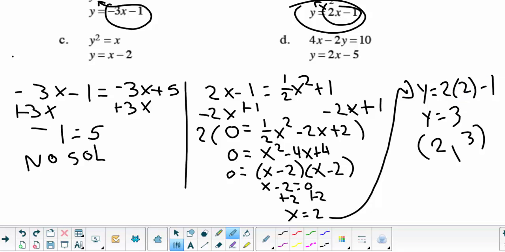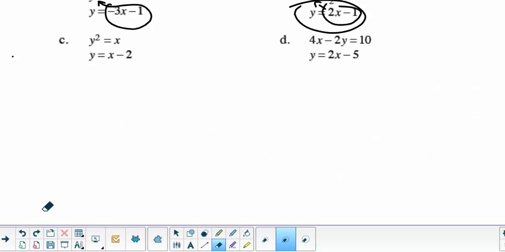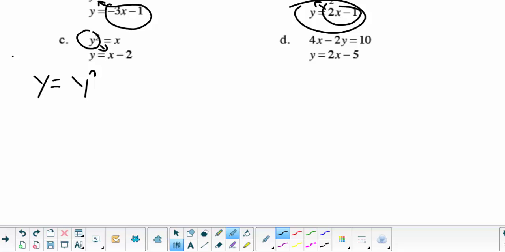All right, so now I'm going to erase everything here. So we're going to take a look at C next. See what we got here. So C is a little different because notice it tells us that y squared equals x. So this is a little bit different, but we could totally take our y squared in here and plug it in for x. So now I'm going to have y equals y squared minus 2. I'm going to get everything to one side, so we're going to factor this.